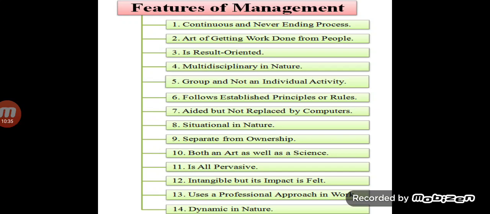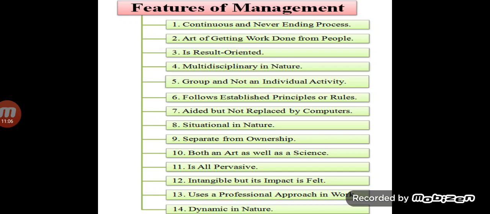The third feature is result oriented. Management is a result oriented activity. Why are we focusing on the management side? Because we want to achieve something. For example, an organization wants to achieve maximum profit, another organization wants maximum productivity, and a few organizations provide societal benefits.